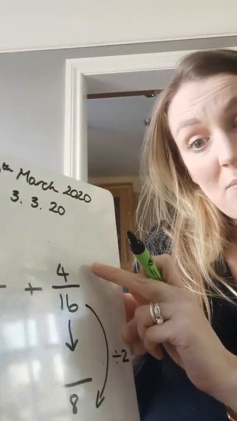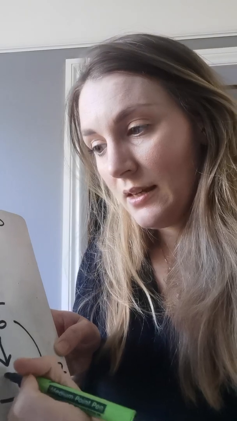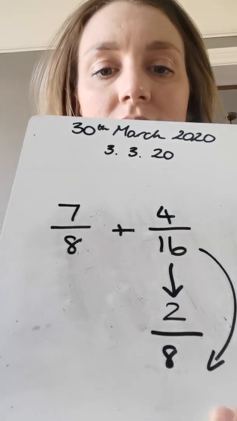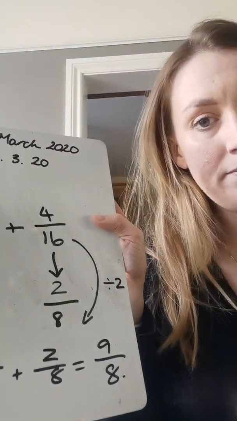And you all know my special rule that when we find a common denominator, when we try and change the denominator, then what we do to the bottom, we do to the top. What we do to the bottom, we do to the top, and it always is the same. So if I've divided 16 by 2 to get 8, I'm going to do the same with my 4. I'm going to divide it by 2. Which then gives me a much easier number sentence. 7 eighths add 2 eighths gets me to 9 eighths. Okay?